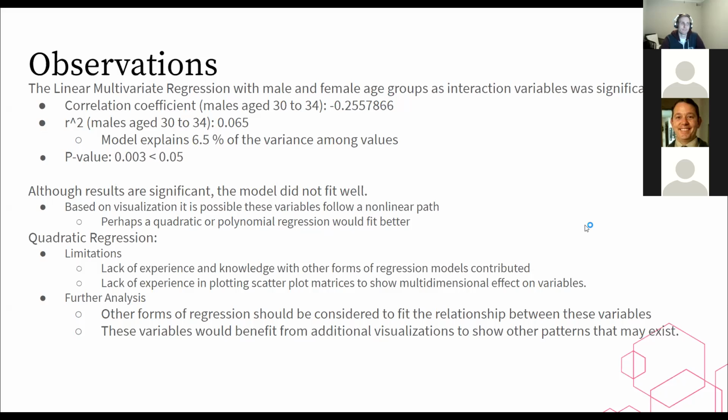The regression analysis with male and female groups as interaction variables was significant. The correlation coefficient was negative 2.55. R squared was about 6%, and a significant p-value, actually. Even though they're significant, our model doesn't fit well.